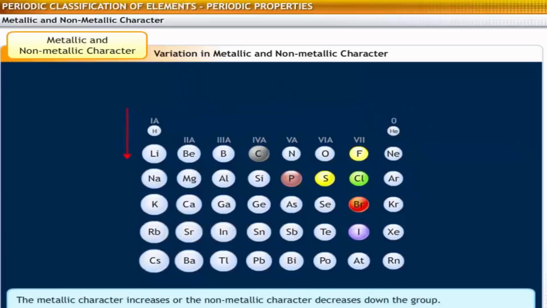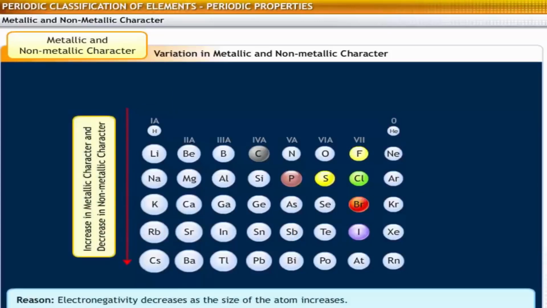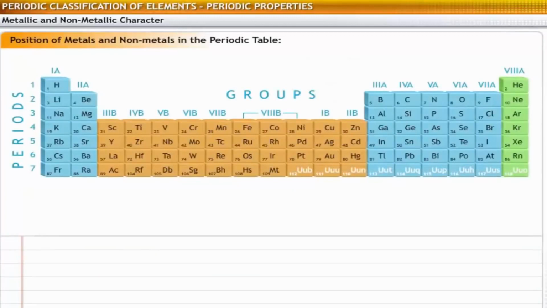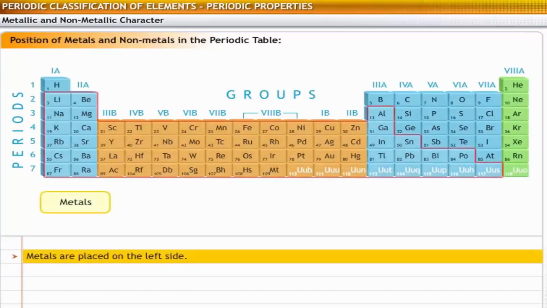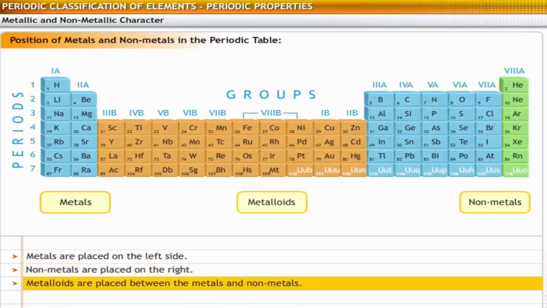Down the group, the metallic character increases or the non-metallic character decreases. This is because the increase in the atomic size decreases the electronegativity, which increases the metallic nature or decreases the non-metallic nature. From the trend, you can make out where the metals and non-metals should be positioned in the periodic table. Metals are placed on the left of the periodic table. Non-metals are placed on the right side, and metalloids are placed between the metals and the non-metals.